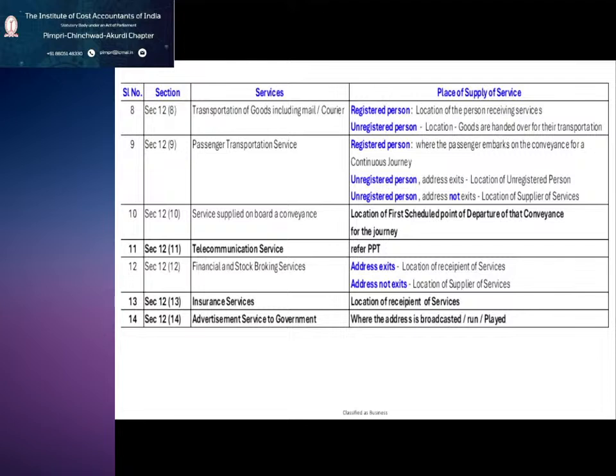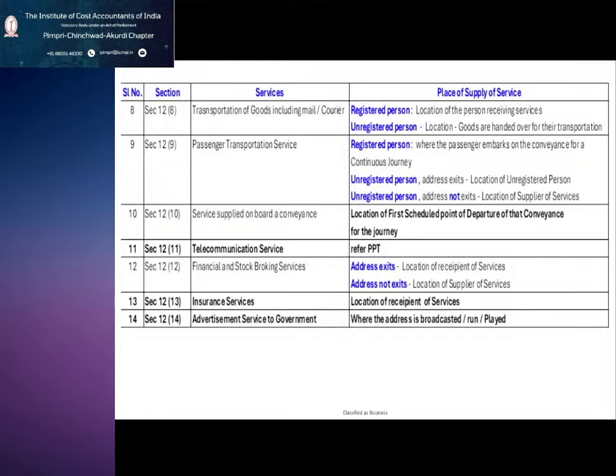Now we will see Section 12. What does Section 12 say? Supply of banking and NBFC services, including stock broking services. In that case, what is our place of supply of service? It is the location of the recipient of service on the records of the supplier of service; otherwise it is the location of the supplier of service. So if the address exists, how should we treat it, and if the address is not maintained in the records, how can we treat it?